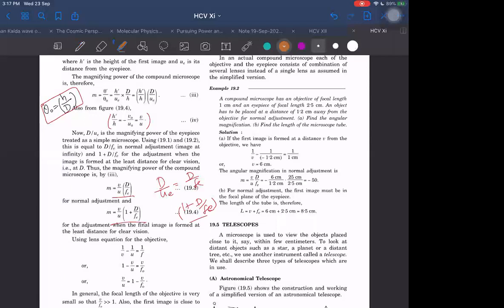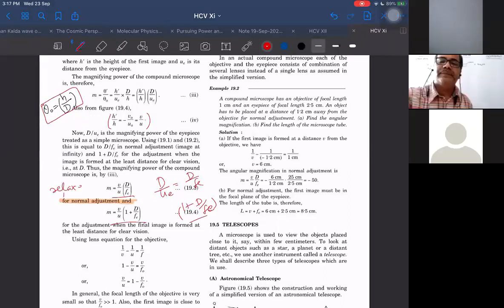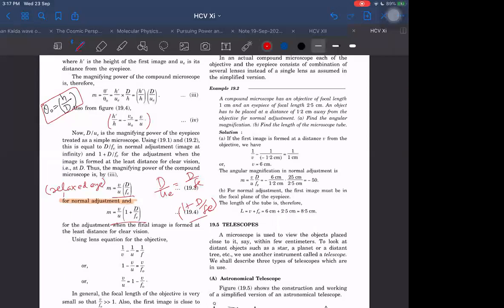Normal adjustment, one important term to be used. What do we mean by normal adjustment? Normal adjustment also means a relaxed eye. And one more thing other than relaxed eye: it means the image is formed at infinity, the final image at infinity. So when the final image is formed at infinity, or when the eye is relaxed, or when normal adjustment is there, in all these three cases, these are not three cases, this is a single case only, but three different ways of saying it, we can say M is equal to V by U into D by FE.